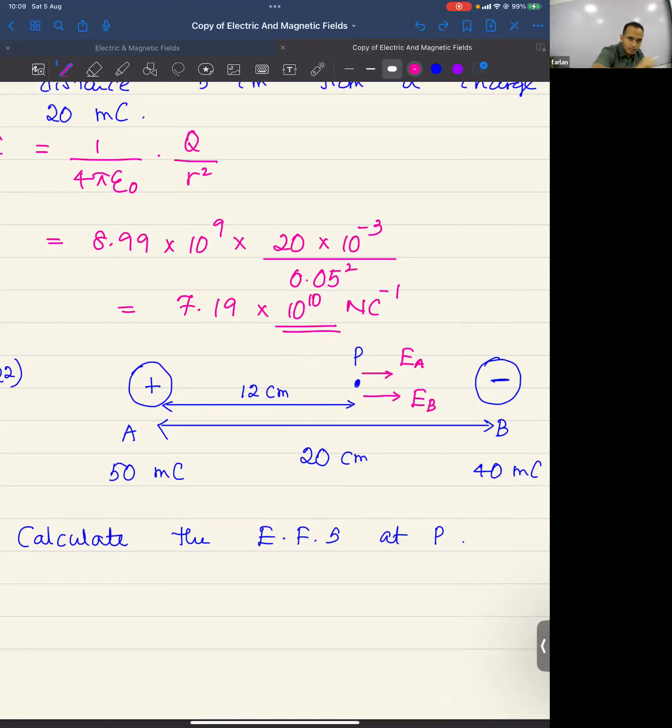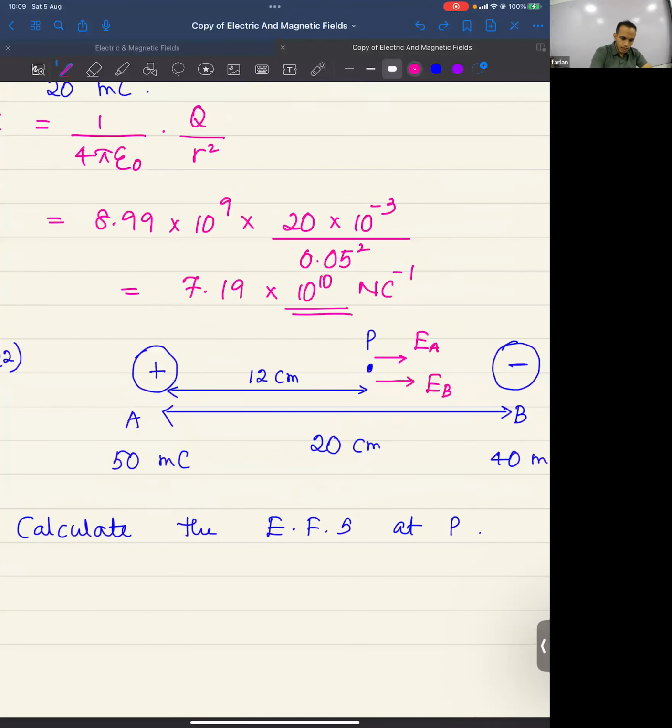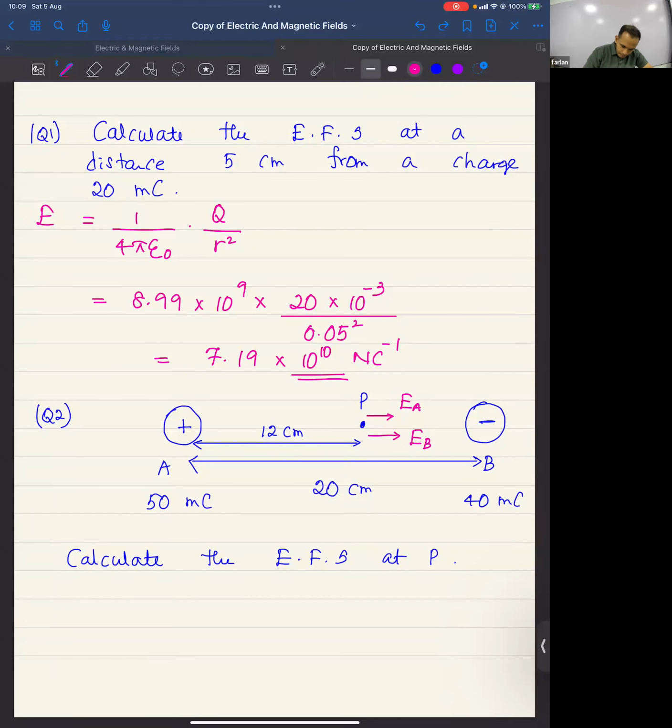Do you still have a question? So now we find the EA and EB and get the addition of them. That's going to be the answer. So EA will be 1 over 4 pi epsilon naught, 50 millicoulombs, 50 into 10 to the power minus 3, over the distance between A and P, which is 12 centimeters, which is 0.12, that squared. That will give you the EA.